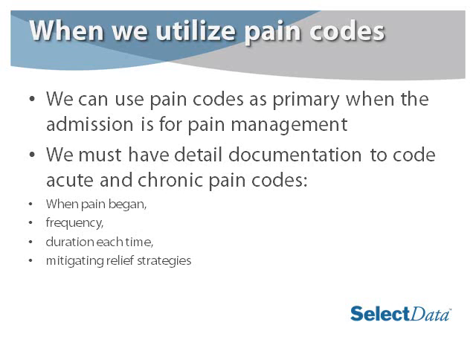Now, we can use pain codes as primary when the admission is for pain management, but we're going to have to have the documentation to code acute and chronic pain codes: when the pain began, the frequency, the duration, mitigating relief strategies. We also should have a chronic pain management score too.